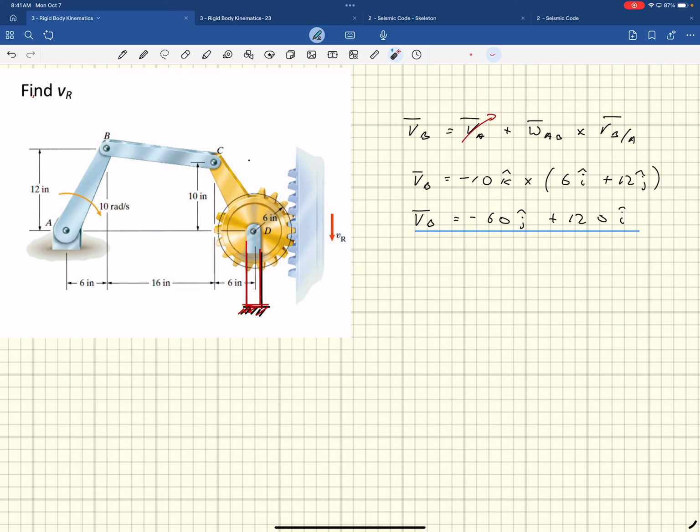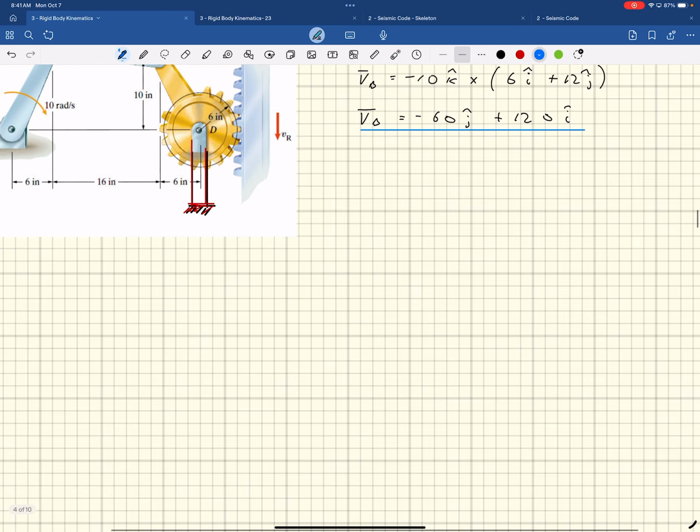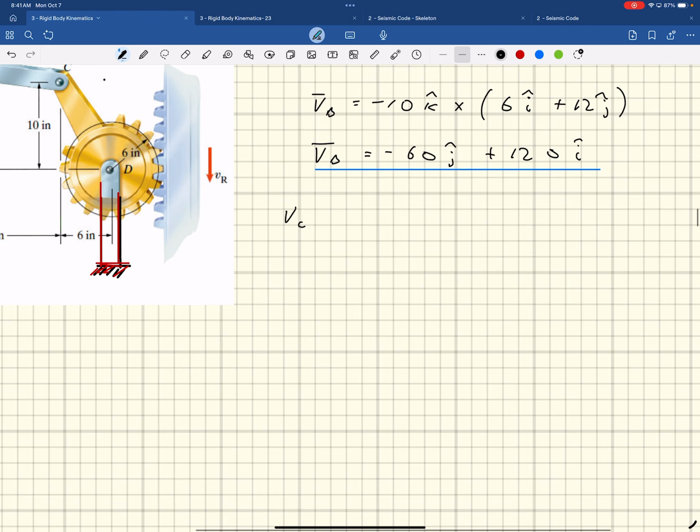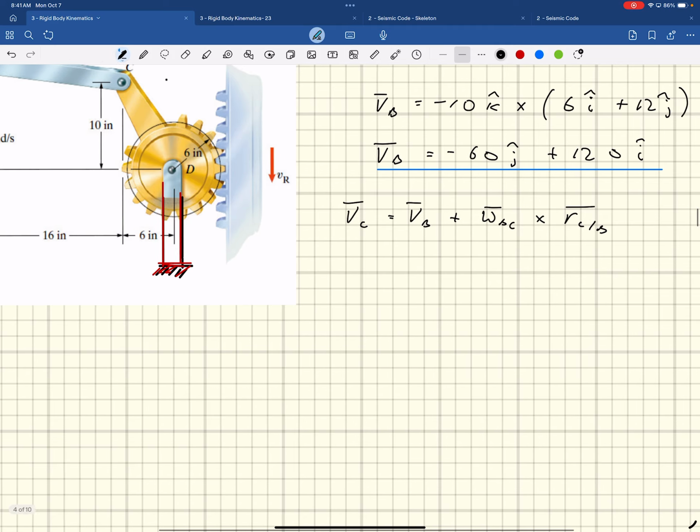Okay, keep going. Now we're going to go to point C. And things are going to bog down here a little bit. VC is equal to VB plus omega BC crossed with RC as seen from B.